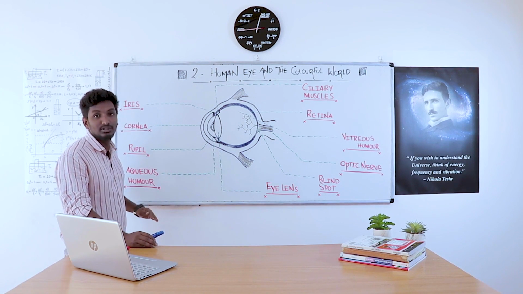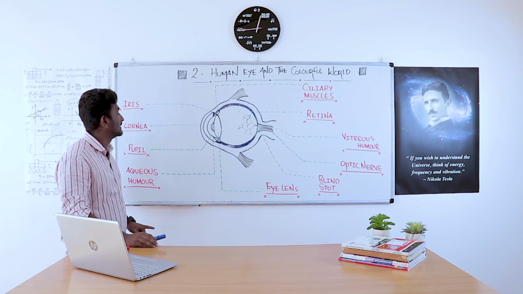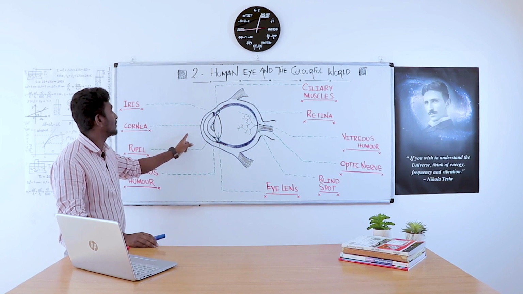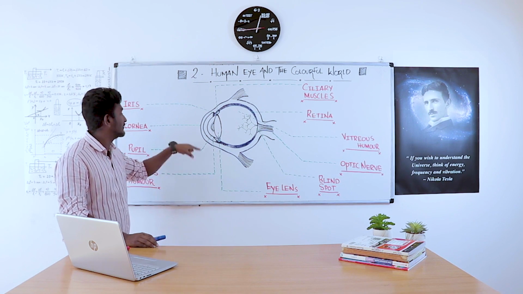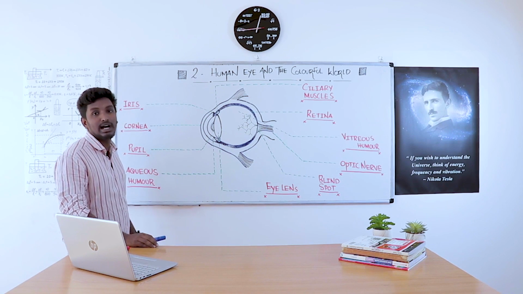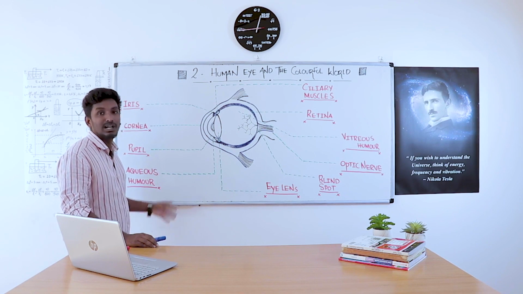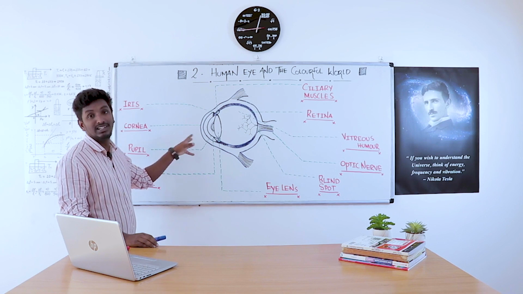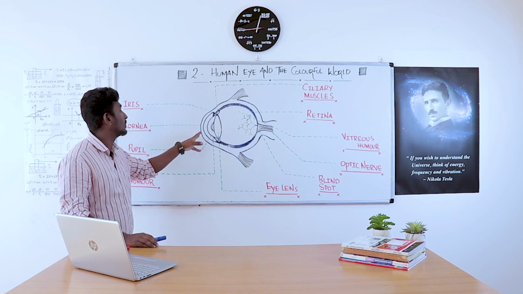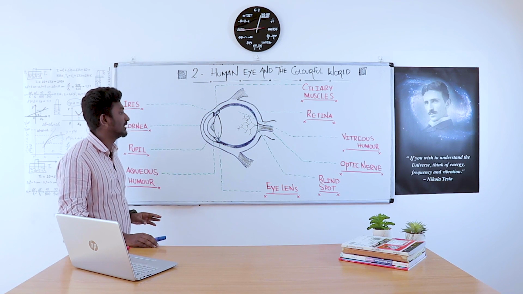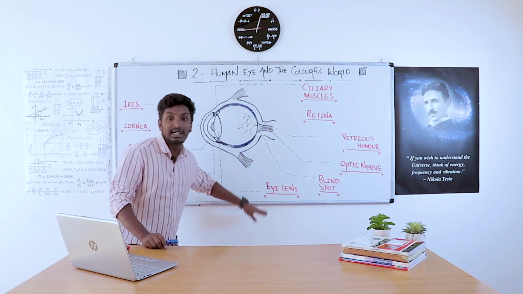Next is aqueous humor. Only one point. The space between the cornea and the eye lens is filled by a fluid called aqueous humor. So aqueous humor is a fluid which fills the space between the cornea and the eye lens. Just one point.